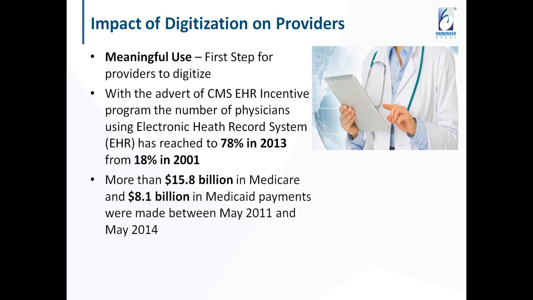We have seen more than $15.8 billion for Medicare and $8.1 billion for Medicaid payments. These payments have already been made by CMS to those providers who have adopted any one of the EHR systems. These were the stats over the 3 years from May 2011 to May 2014. CMS has distributed all these payments, and is still distributing other payments and incentives to providers after adopting Meaningful Use Stage 2, and in future, when they adopt Stage 3, they will be given some amount of payment. And these payments, as you can see, are huge in number.